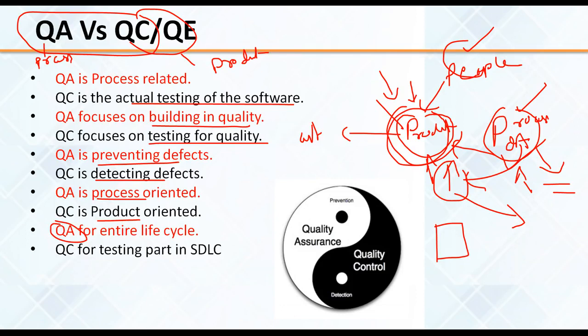Whoever is developing the code, both are developing the code. The developer is developing the code for the software, and the tester is also developing the code for testing the software. One is developing the code for developing the software, the other one is developing the code for testing the software. Both are doing the same thing. So that's the reason these people are also called quality engineers. Okay, so that's the reason people have started using this name.